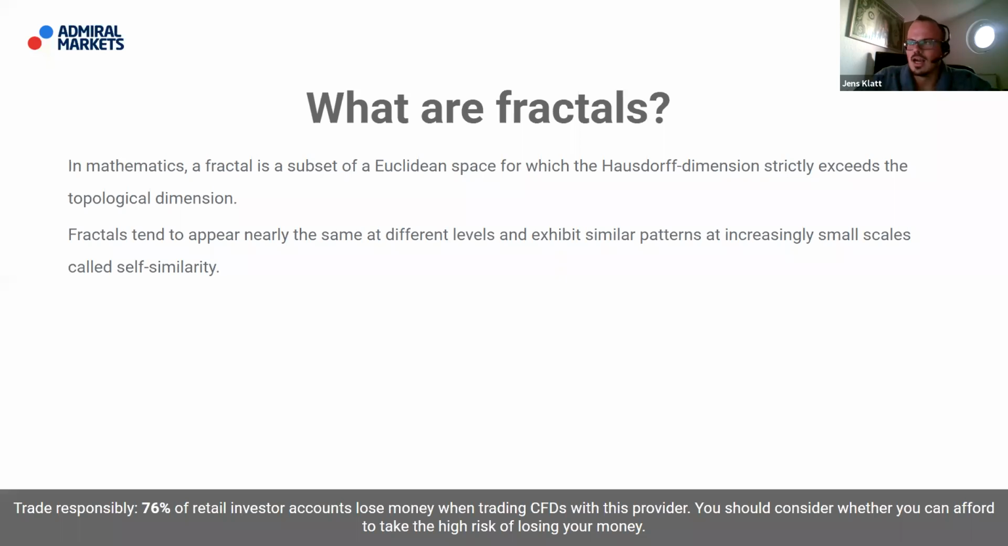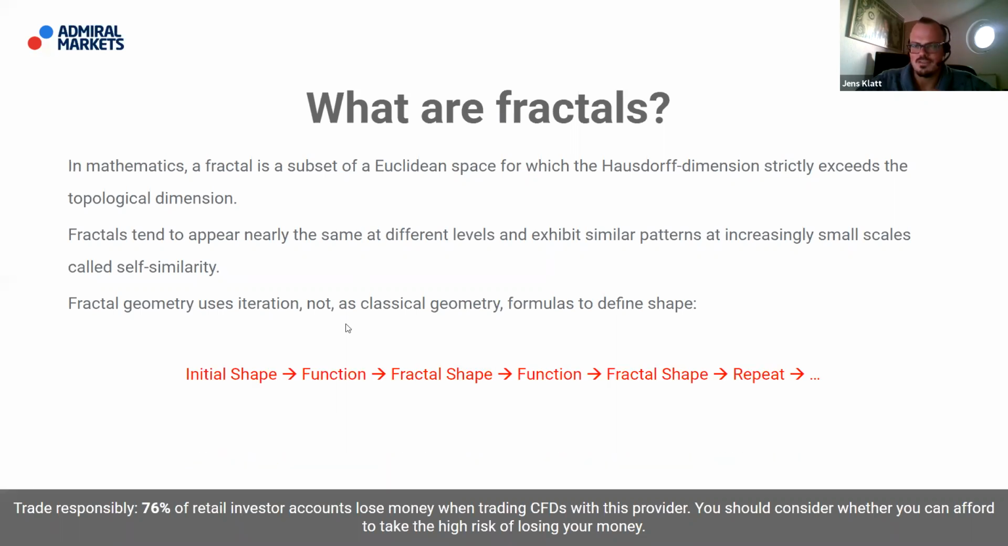And so fractal geometry uses iteration, and not classical geometry formulas, to define shape. What they do is they have an initial shape, and then they put a function on this initial shape. They get a fractal shape. They put the same function again on this one. They get another fractal shape, and then they repeat and repeat and repeat.